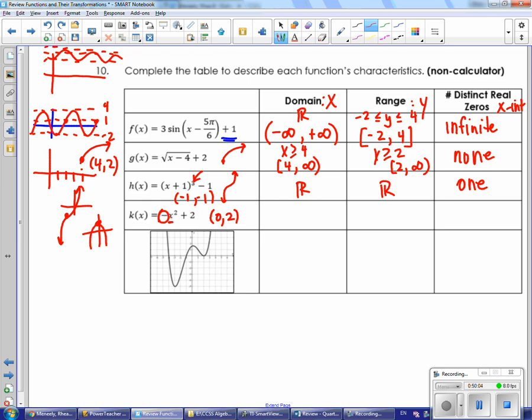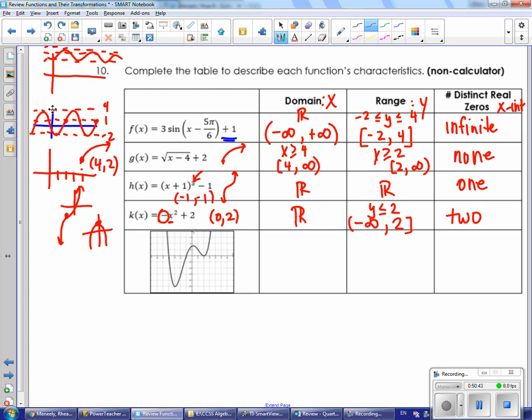With parabolas, my domain is going to be all real numbers, but the range is going to be impacted by the vertex. In this case, since my vertex is a maximum, all of my y values are going to be less than or equal to 2. If I'm using interval notation, it would go from negative infinity to positive 2. I'm going to have a solid bracket around the 2, and then the soft parentheses around the negative infinity, for those of you that are in honors. When it comes to the number of times it crosses the x-axis, I can see that it crosses twice.